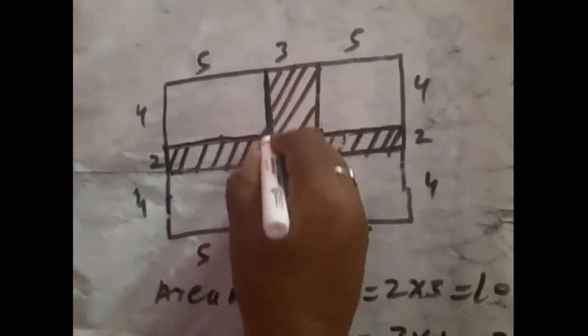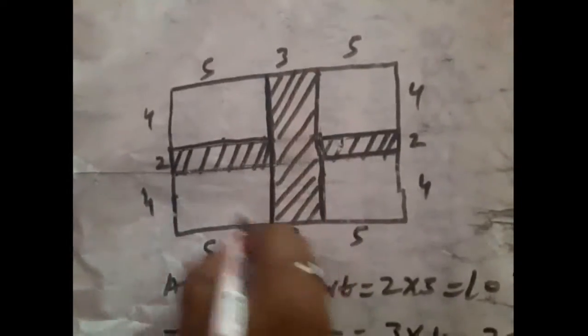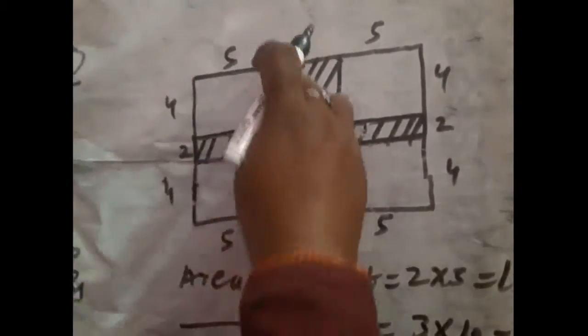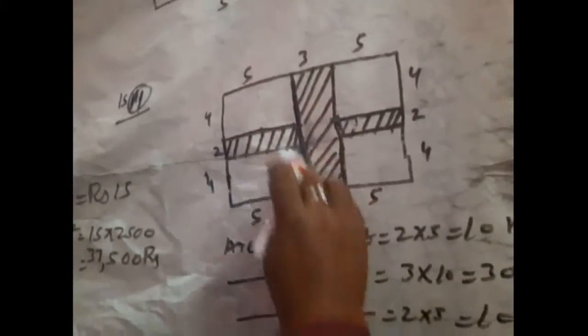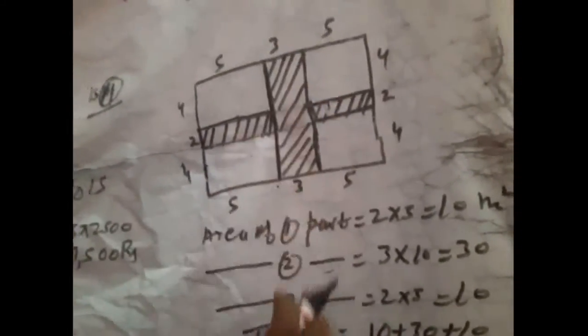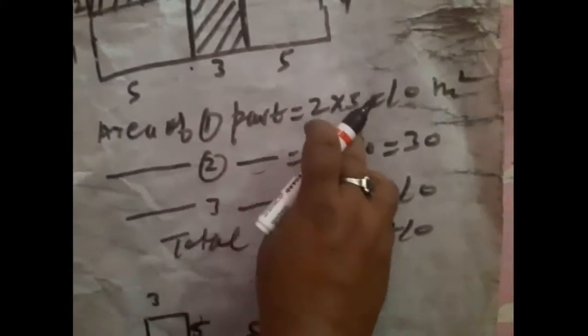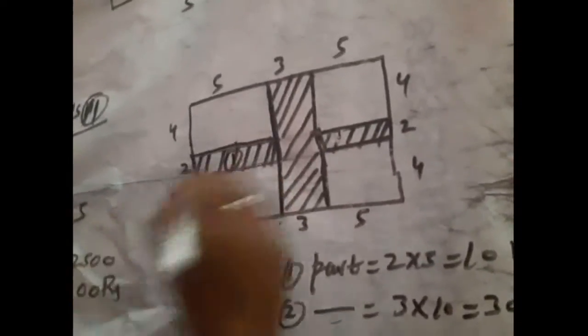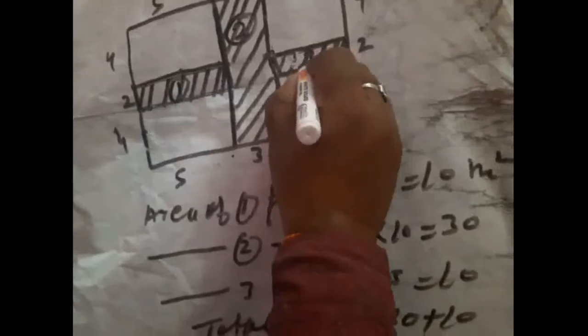And now area of this part is equal to how much? 4, 4, 8, or 2, 10. This is 10 and this is 3. Area of this part is 30 meter square. Length 10 and breadth 3. So area of first part is equal to 2 into 5. This is our first part, this is our second part and this is our third part.